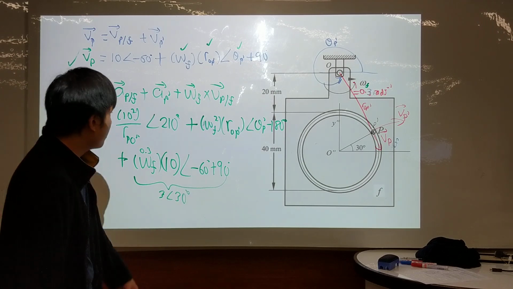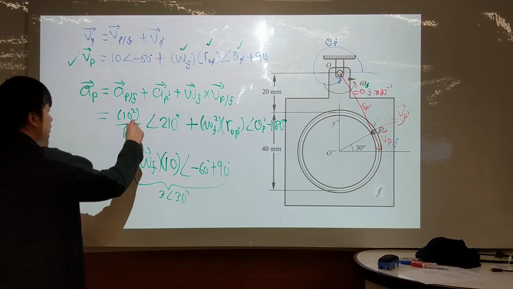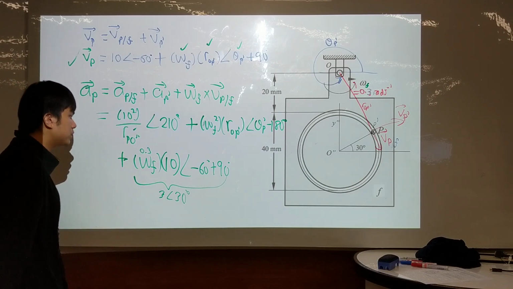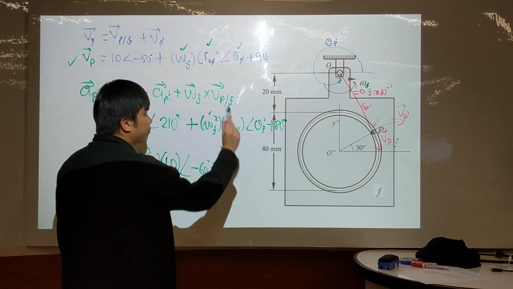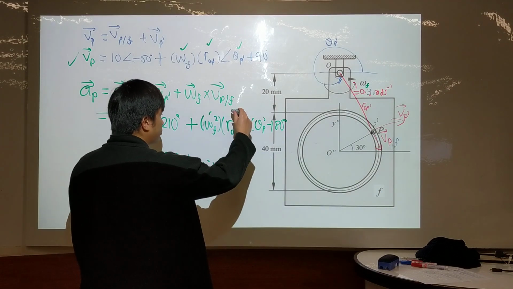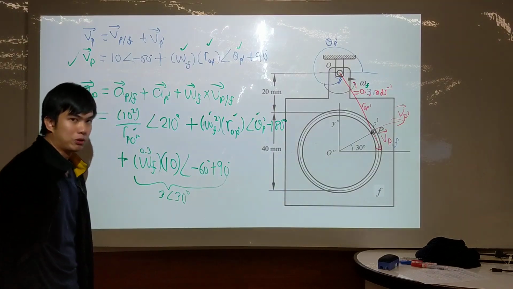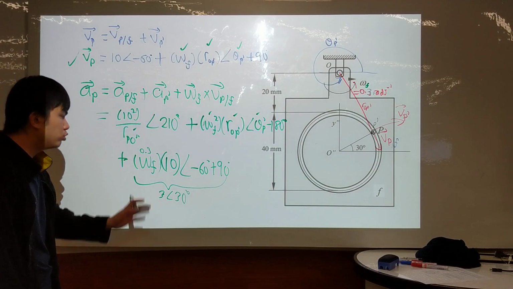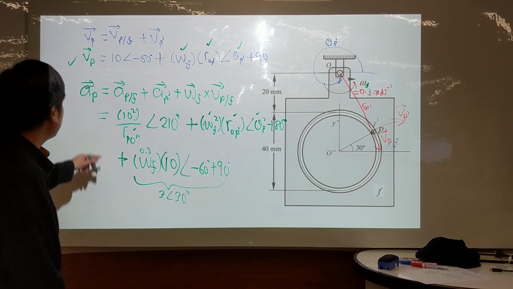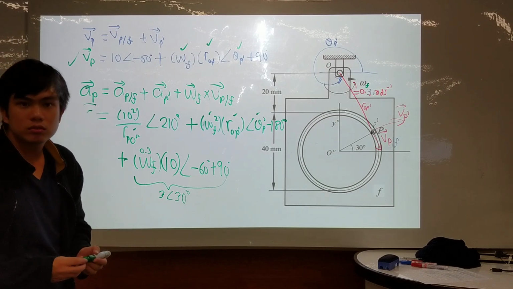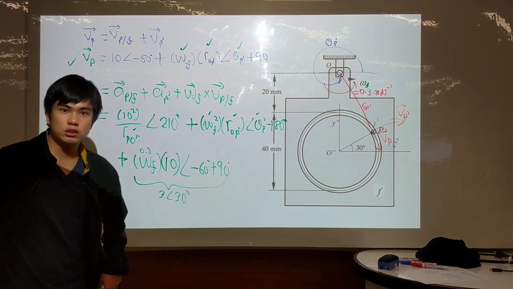And for this part, as we can see, this term is known. You can find geometrically r P O double prime. This part is known. It's given in the question, 0.3. This part is known. You can find geometrically. This theta is also known. You can find geometrically. Just add them together using a calculator or put it into i and j, and you get acceleration of P. That's all. So we are done with this question here.